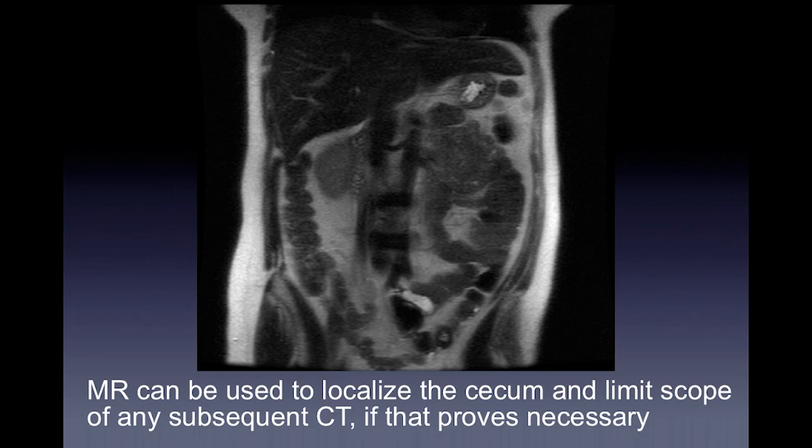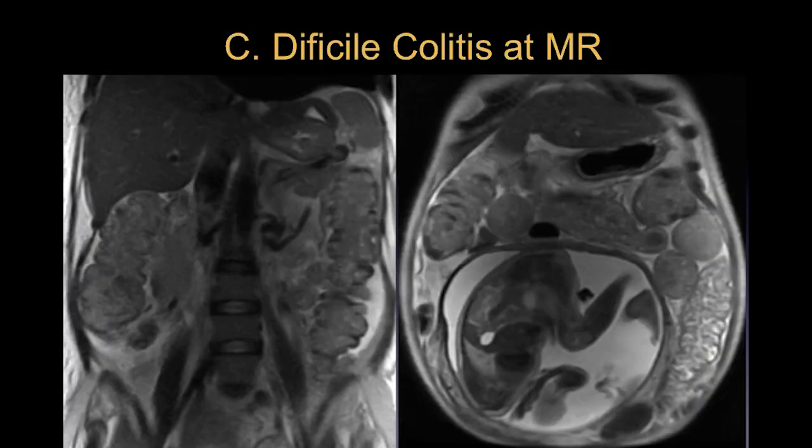Now, at the very least, even if you just can't see anything on the MR, you can't find the appendix, you're not confident that you can exclude appendicitis, you can figure out where the cecum and terminal ileum are, and if you end up in some rare cases having to do a CT, you can maybe minimize the field a bit to decrease radiation dose.